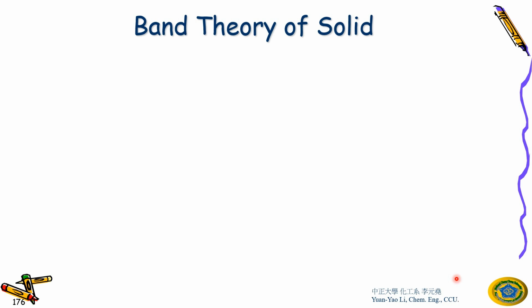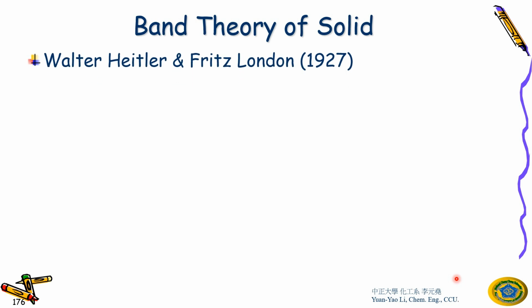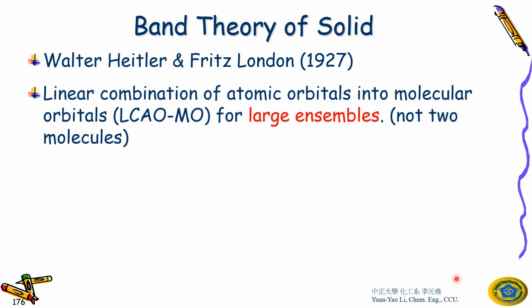And then after that, we have the band theory of a solid. This is proposed by Heitler and London in 1927. I hope you still remember when we talked about covalent bonds, we talked about linear combination of atomic orbitals into molecular orbitals. We use LCAO-MO to realize the shapes of the molecules, right?